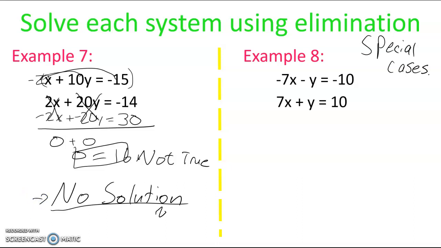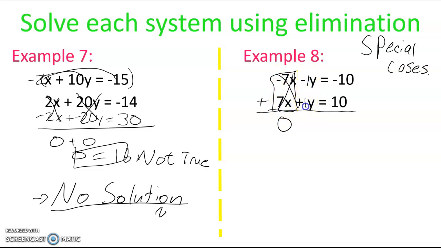All right, so let's do example number 8 here. I need to pick a variable to cancel out, and I can see that my 7x and negative 7x are going to cancel out. So I'm just going to add these together. I don't need to multiply by anything. 7x minus 7x is just going to be 0.